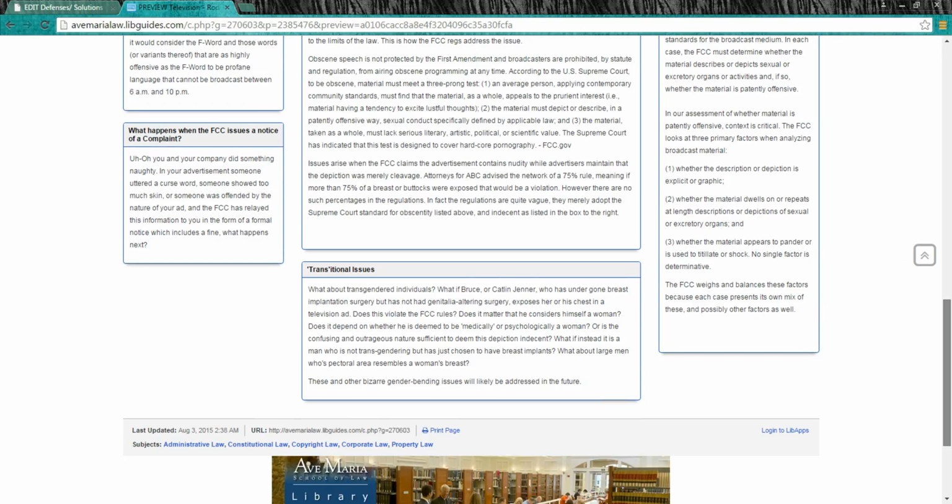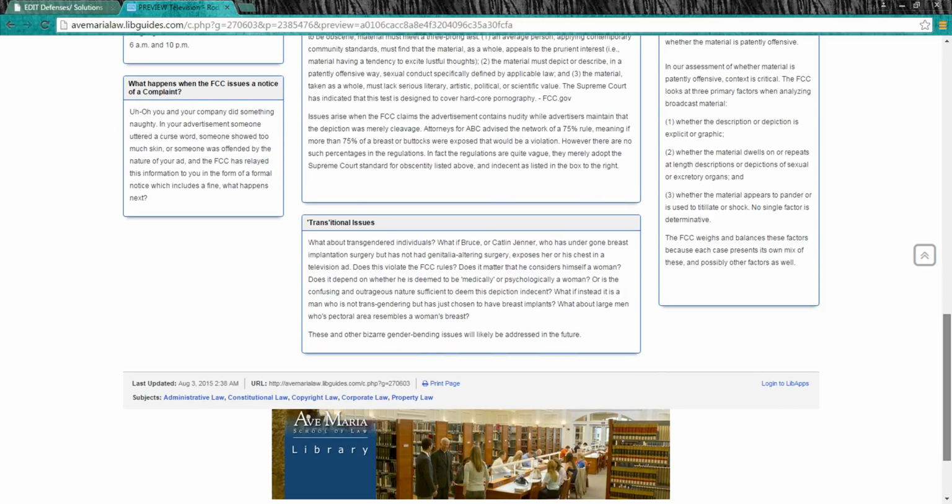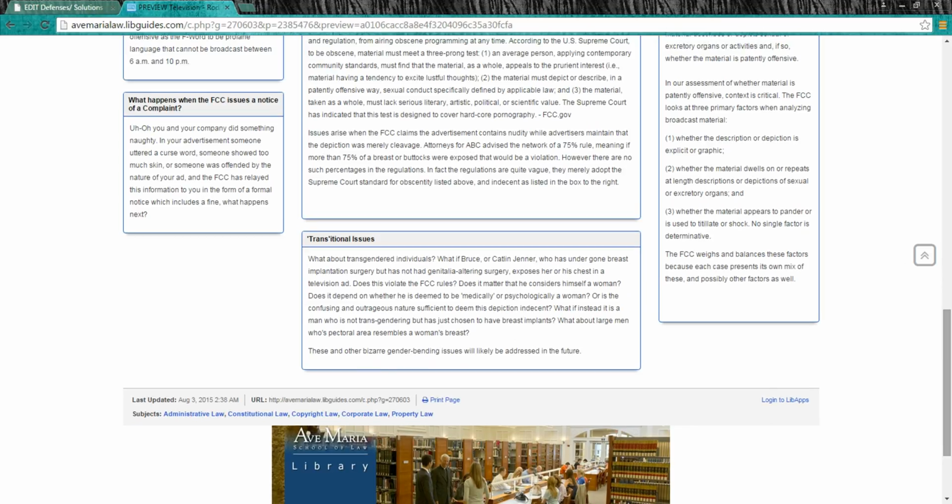A final issue that I mentioned in my Lib Guide was a little tongue in cheek, but also, unfortunately, is something that is going to come to the forefront, and that is something I labeled as transitional issues. And what I meant by that was about transgendered individuals. And now, recently, with the recent media hype around the Bruce slash Caitlyn Jenner situation, we have these new novel issues that are going to arise because what happens where the FCC has the rules that say that a man can be seen shirtless.